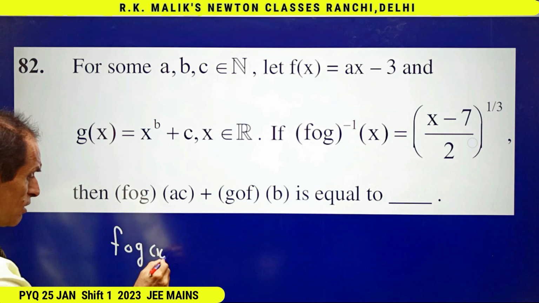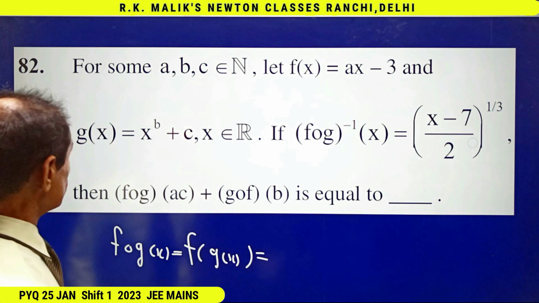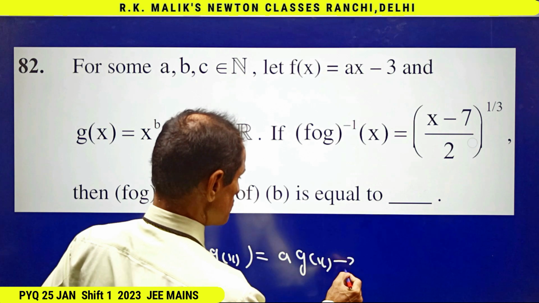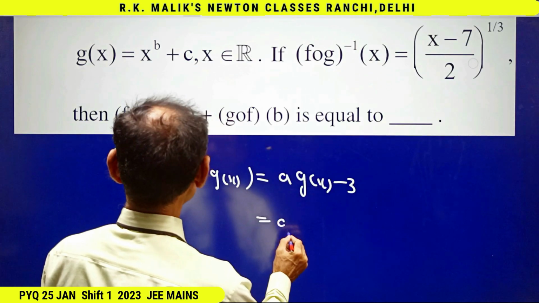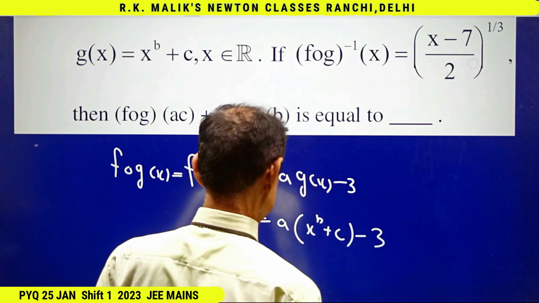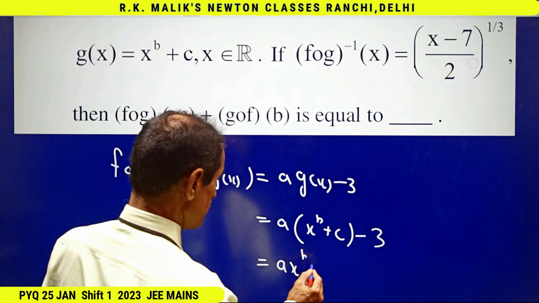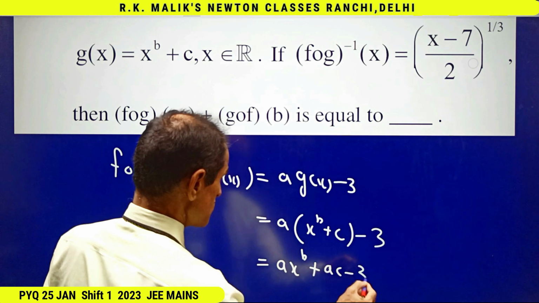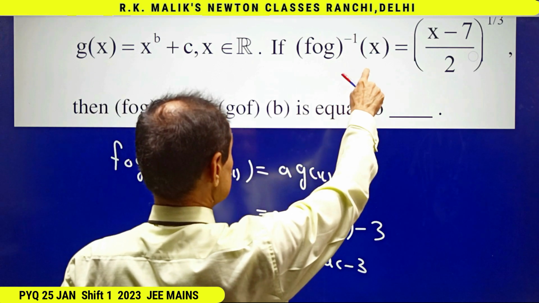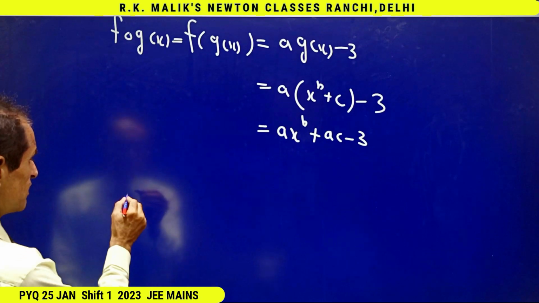First of all, I will find the value of f∘g(x). f∘g(x), that is f of g(x), is equal to a into g(x) minus 3, that is a into x to the power b plus c minus 3, that is a x to the power b plus ac minus 3. And this information implies that x is equal to f∘g of this expression.